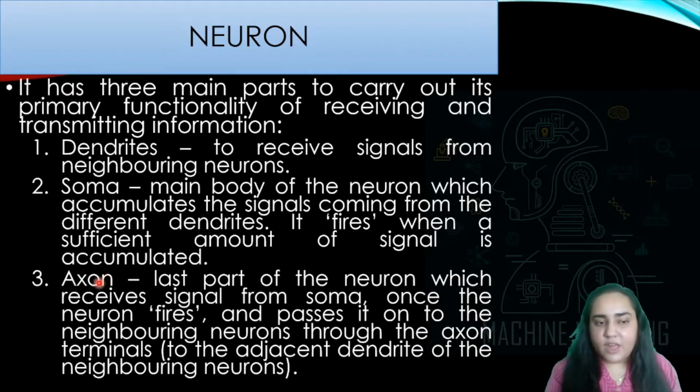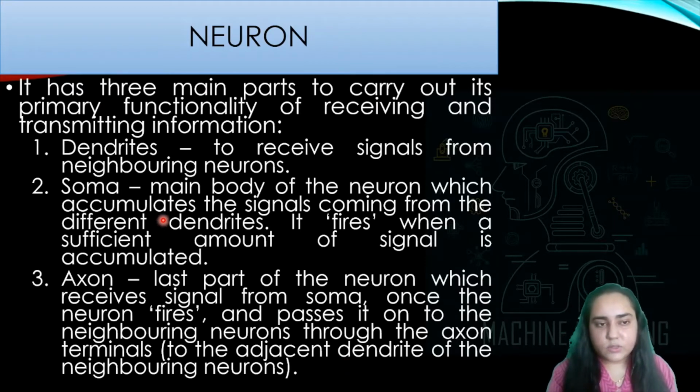And then we have the axon, which is the last part of the neuron, which receives the signal from the soma. Once the neuron fires, it passes the signal on to the neighboring neurons through the axon terminals. Okay, so axon terminals means to the adjacent dendrite of the neighboring neurons. So basically, it's a system of passing information from one neuron to another neuron.